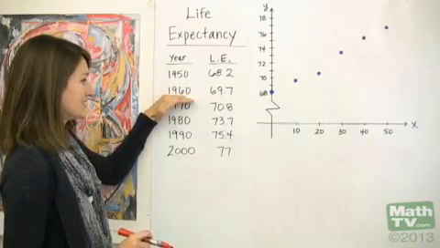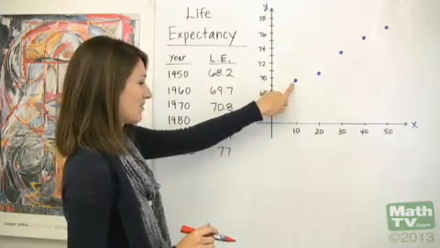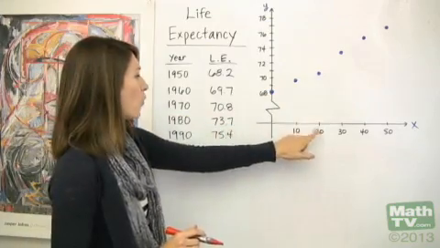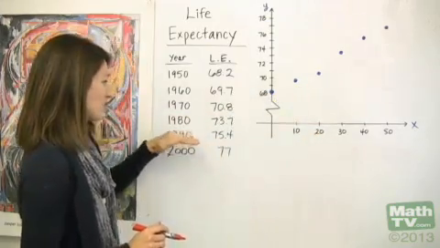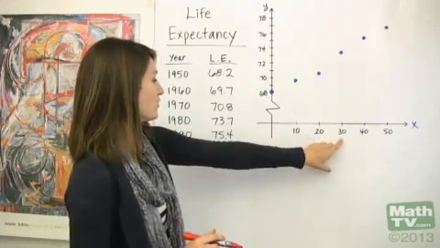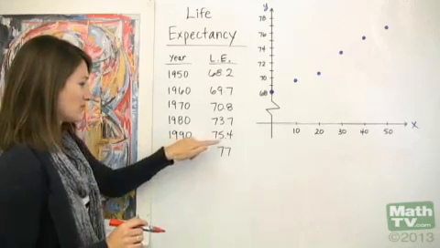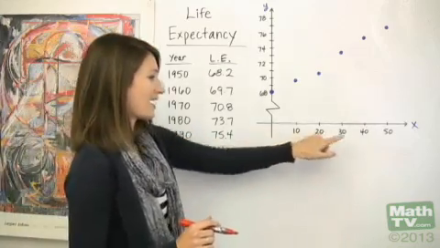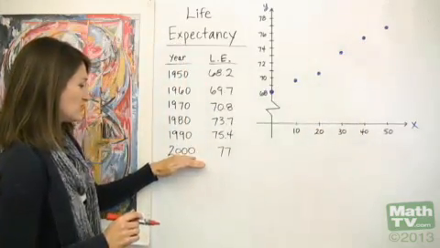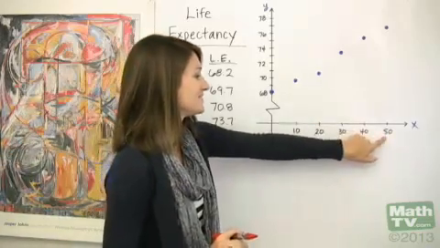Our second point for 1960, our x value is 10. So we plot 10, 69.7. For the 1970 life expectancy, we plot it at 20, 70.8. For 1980, we plot the 73.7 at 30, 73.7. For the 1990 value of 75.4, we plot that at 40 and 75.4. And our last point for the year 2000, that's 50 years since 1950, so we plot this at 50 and 77.